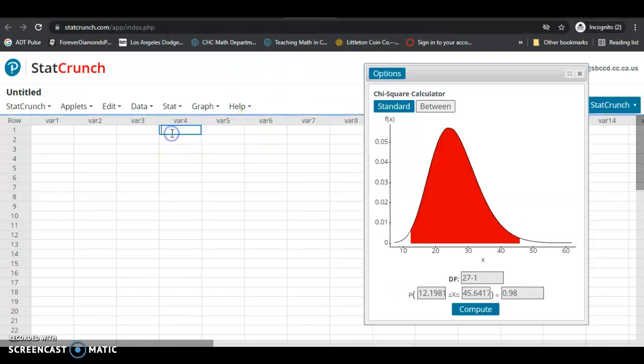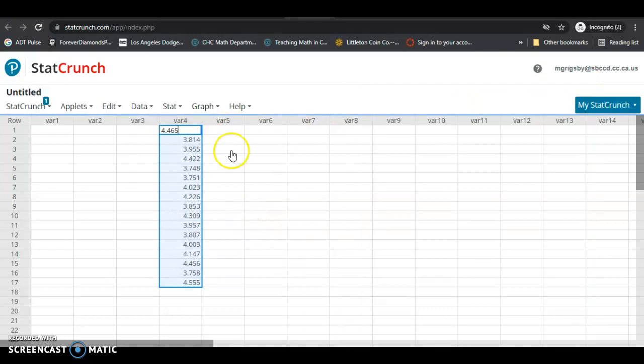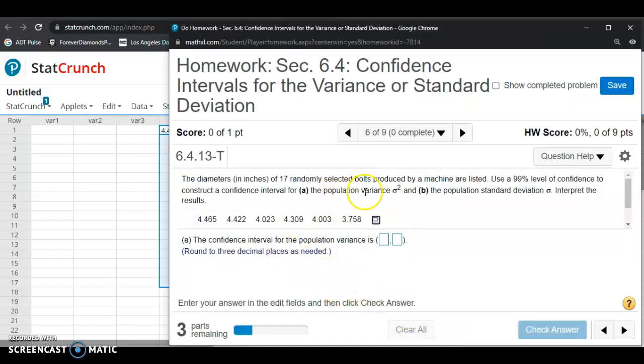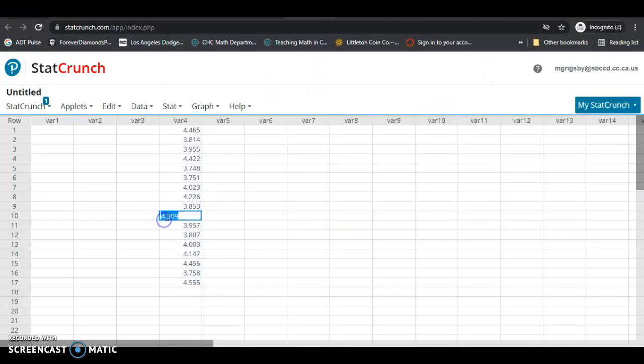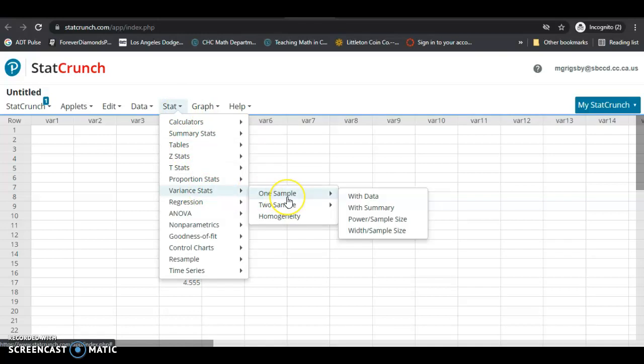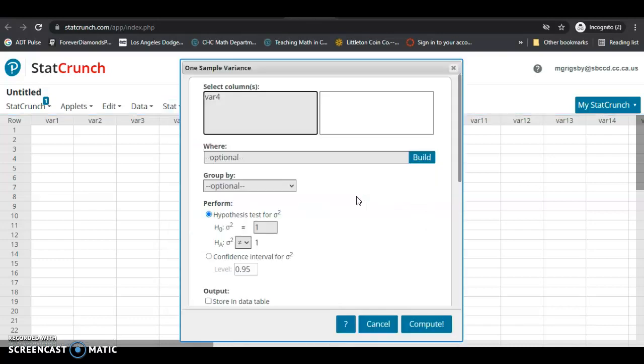Okay, and then find an empty column, paste the data. Okay, so part A wants us to do a confidence interval for the variance, sigma squared. So what we're going to do is go to Stat, and select Variance. Since we have only one sample of data, and we have the actual data values, we're going to select With Data. Select the column that contains our data.